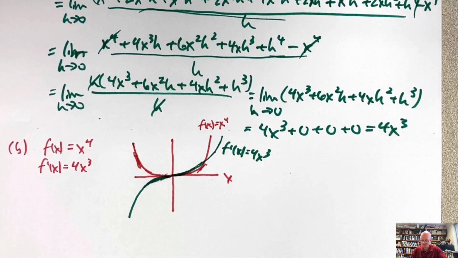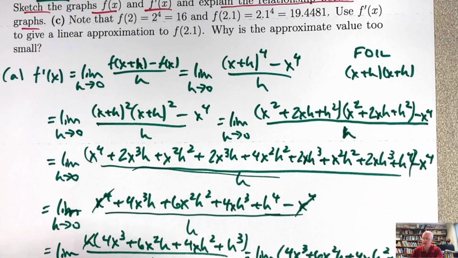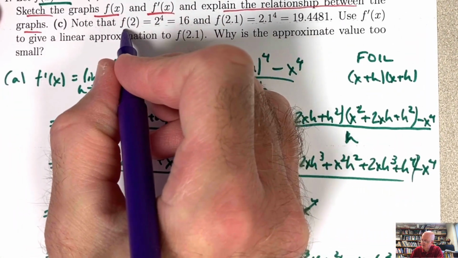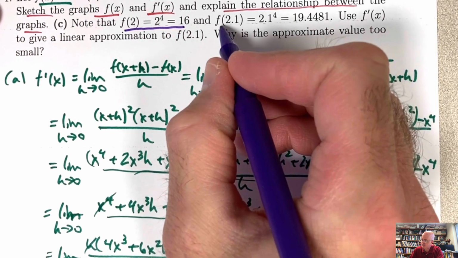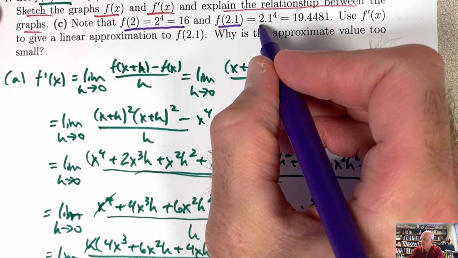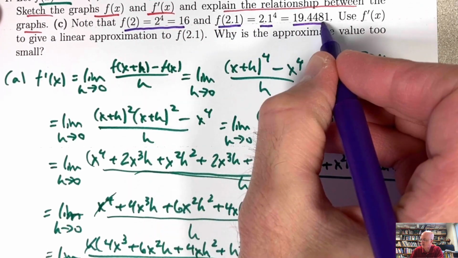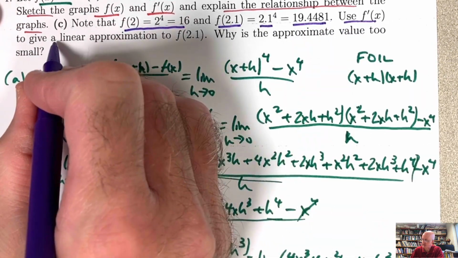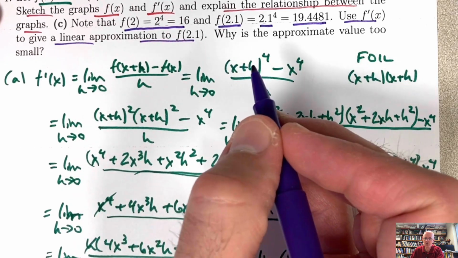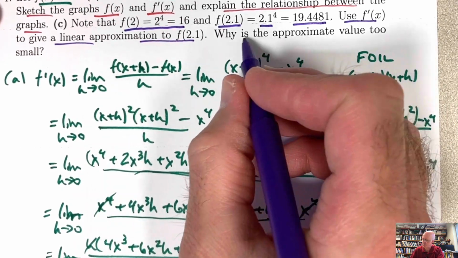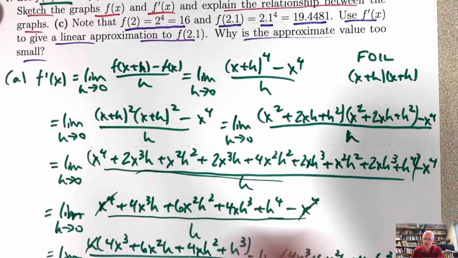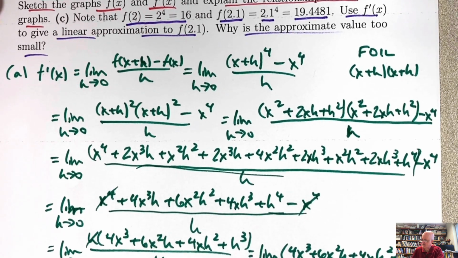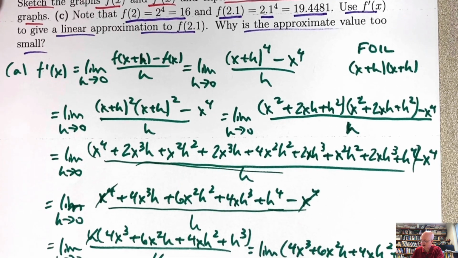Part C says to note that f of 2 is 2 to the 4th, which is 16, and f of 2.1, with your calculator you can check this, 2.1 to the 4th is 19.4481. The directions say to use f prime of x to give a linear approximation to f of 2.1. And why is the approximate value too small? I'm previewing what you're going to find. Let's answer that last question right away, actually.